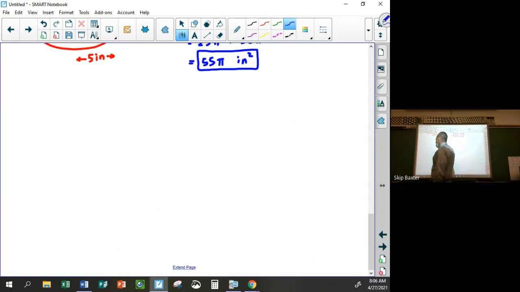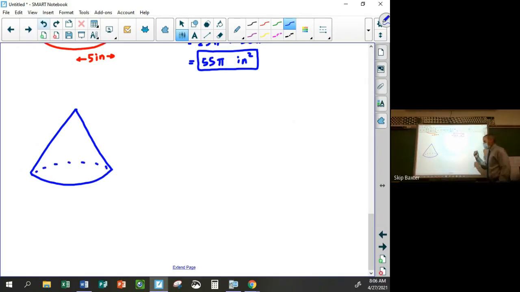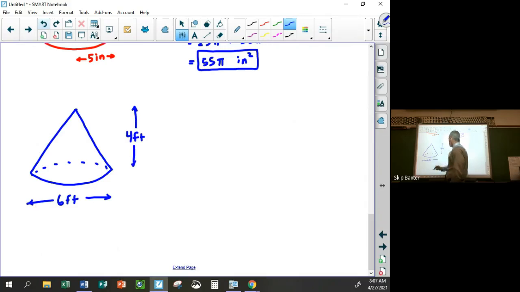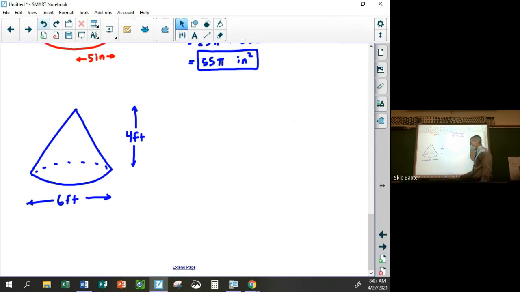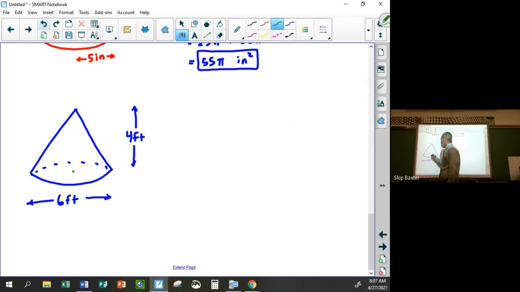Like, for example, if I gave you something like this, let's say you have this cone like this. And maybe this is 6 feet across and 4 feet tall. So you have to do a little bit of work and make sure you have all the information that you need, which is the radius and the slant height. The radius, that's easy, it's just half the diameter, so this is going to be 3 feet.